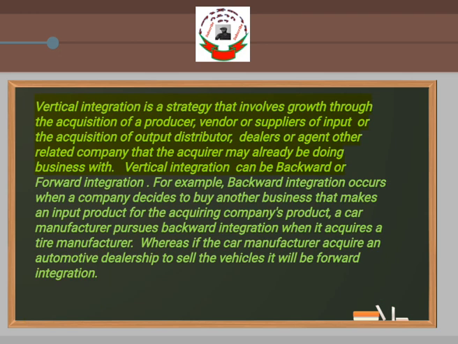Vertical integration is a strategy that involves growth through the acquisition of a producer, vendor or suppliers of input or the acquisition of output distributor, dealers or agent other related company that the acquirer may already be doing business with. Vertical integration can be backward or forward integration. For example, backward integration occurs when a company decides to buy another business that makes an input product for the acquiring company's product. A car manufacturer pursues backward integration when it acquires a tire manufacturer. Whereas if the car manufacturer acquire an automotive dealership to sell the vehicles, it will be forward integration.